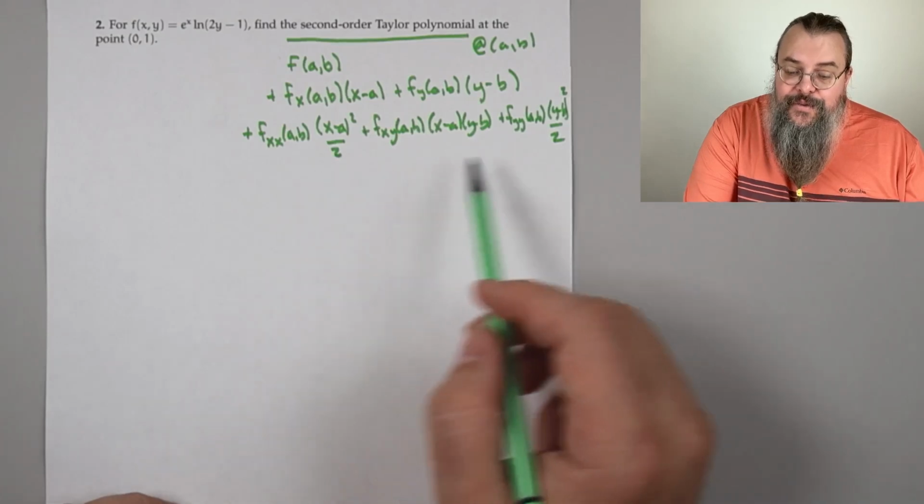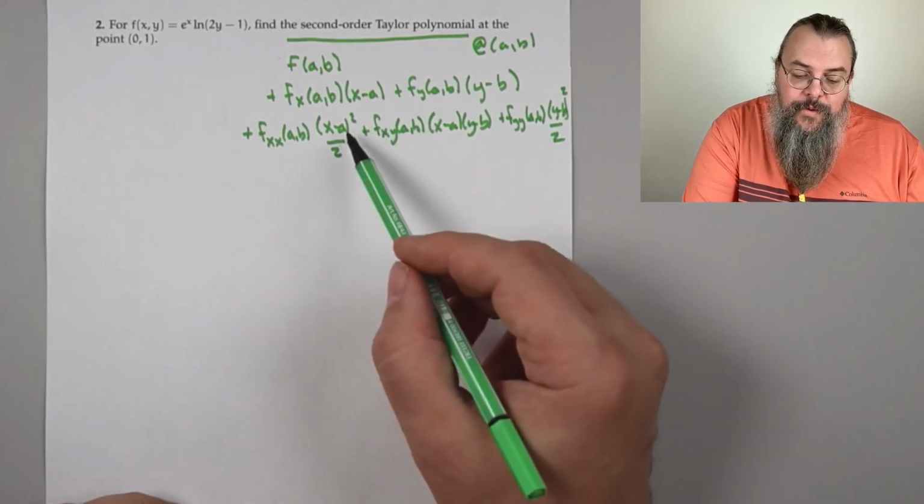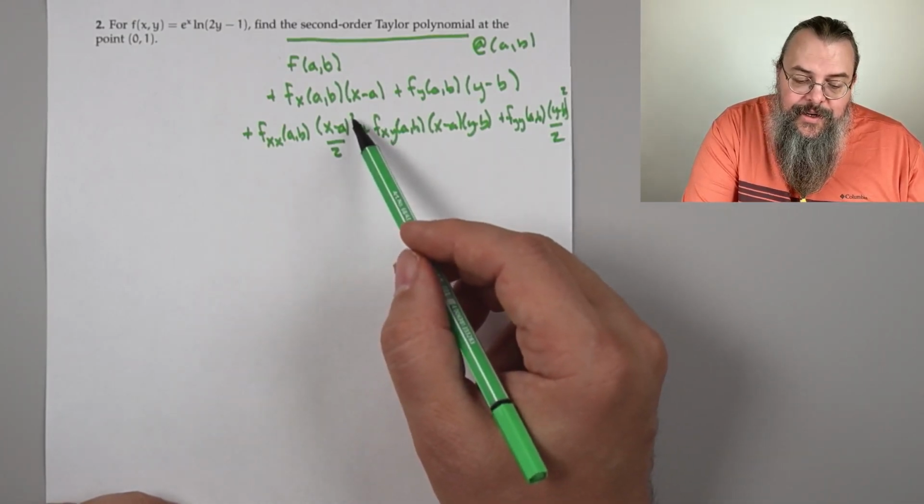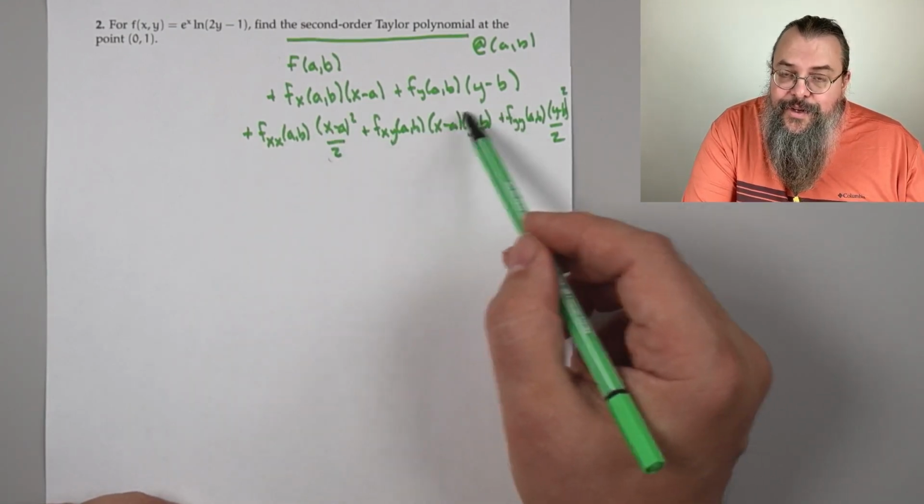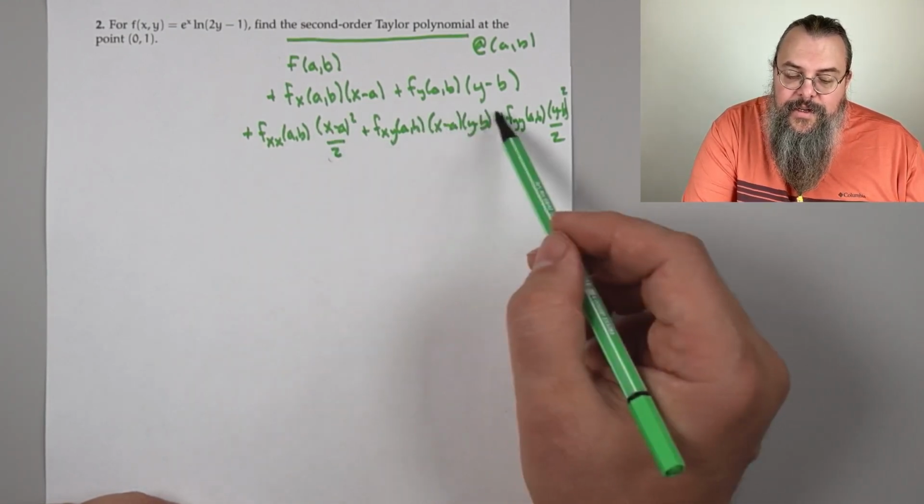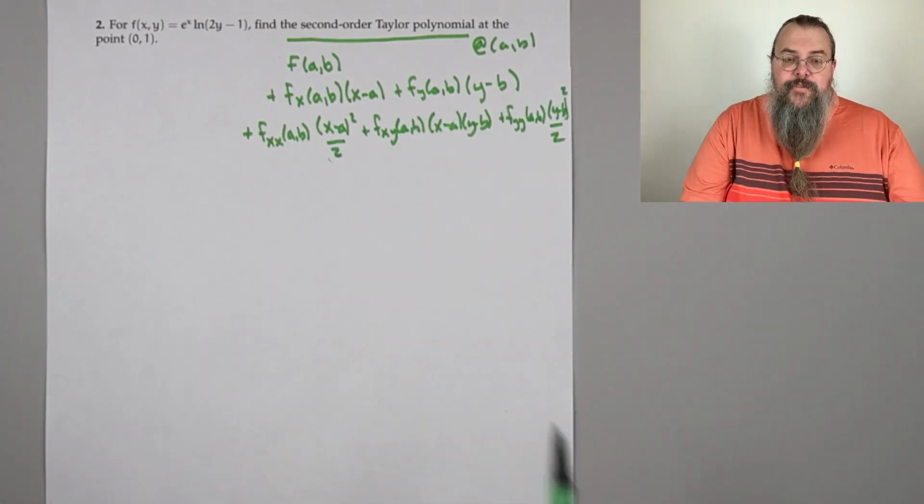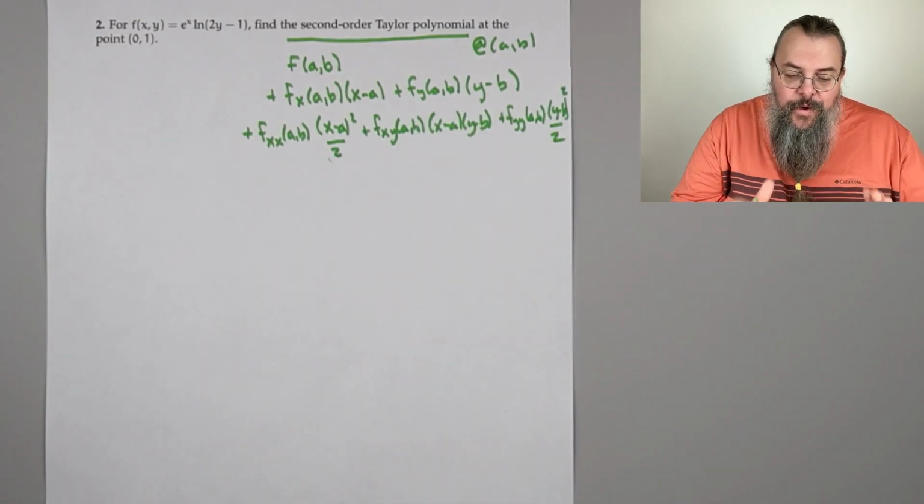Now, why do we have over 2's here, not there? Well, think about taking two derivatives. Here, the 2 comes down, so you need to compensate. Here, there's no 2 coming down. It's always a 1 and a 1. All right, so what do we have to do?